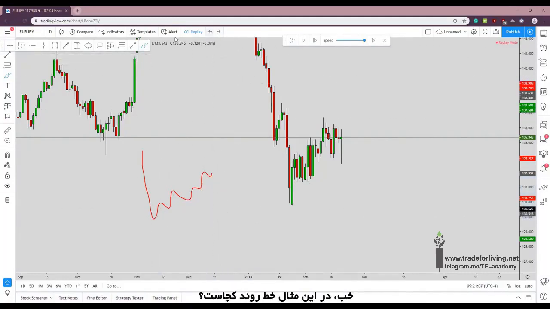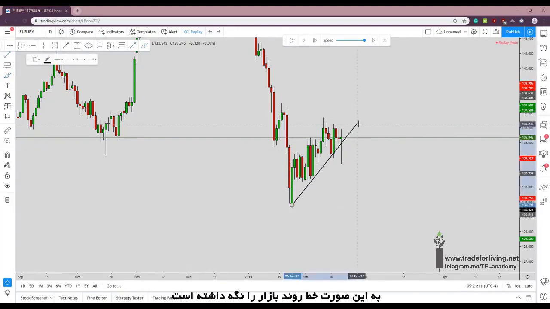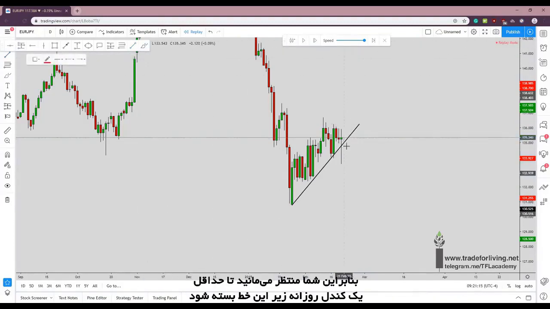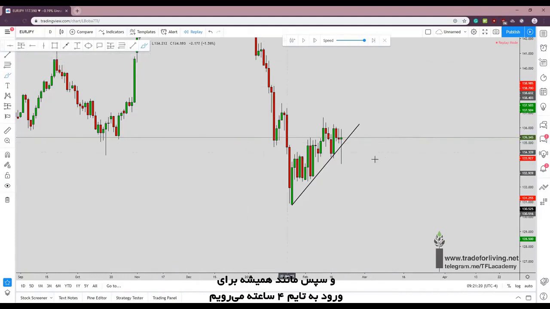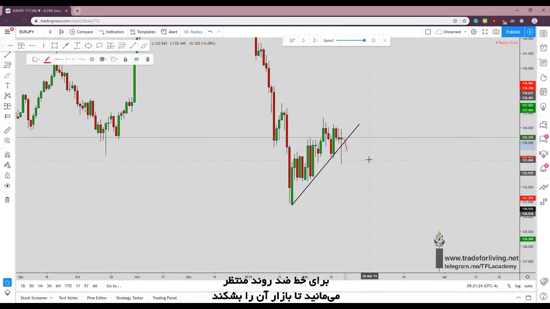So, where is the trend line in this case? Very simple. This is how the trend line is basically holding the market. So we are waiting for at least one daily candle to break below this trend line, and then we will go on the 4 hours to take the entry. It's always the same. With a counter trend line, you wait for the market to break it.